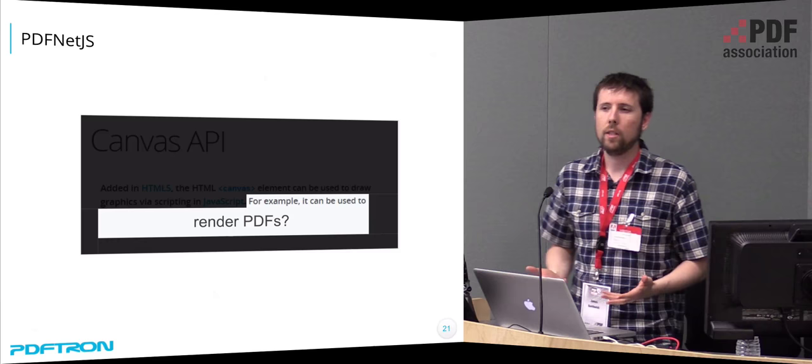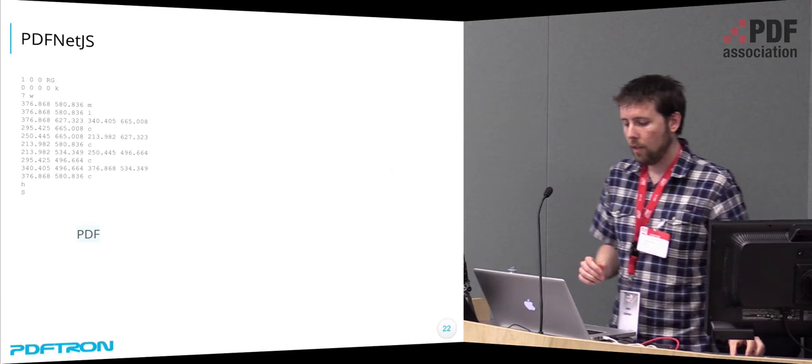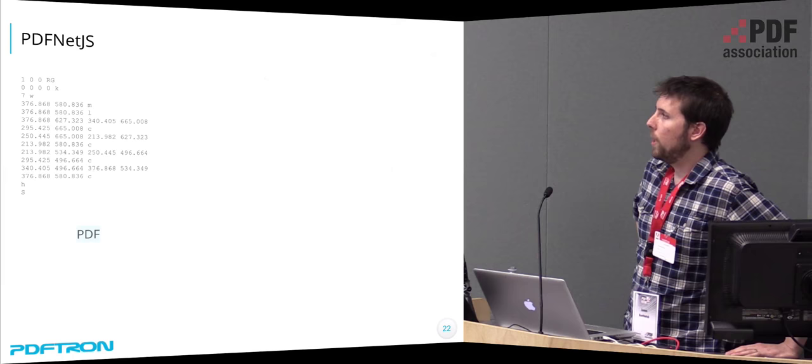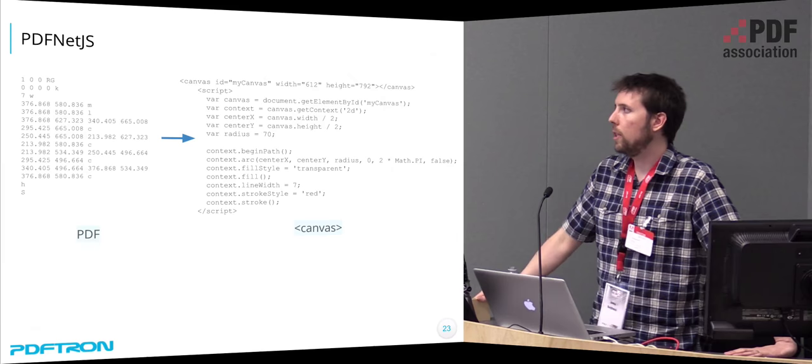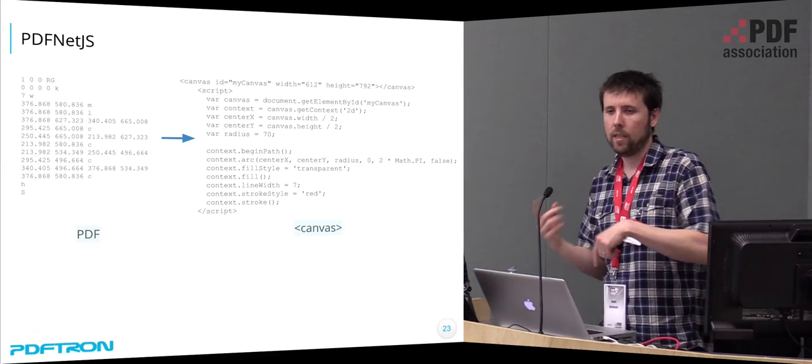How this works is you would have a JavaScript program that can understand the PDF file format. This, for example, is a PDF snippet that draws a red circle. What you would then need to do is have it translated, if you will, to the equivalent in Canvas. So this is a Canvas snippet that draws a red circle. And the Canvas only gets this command that shows a red circle.